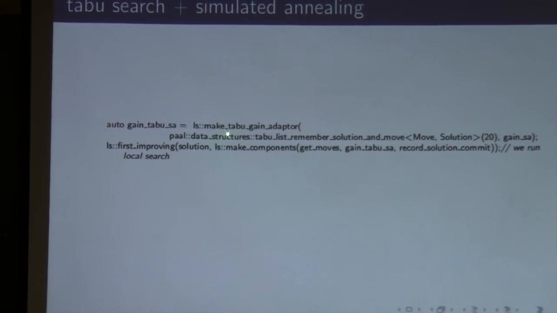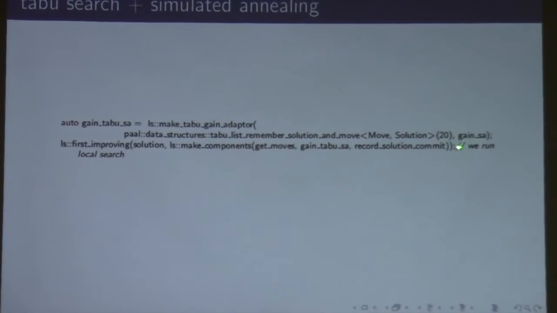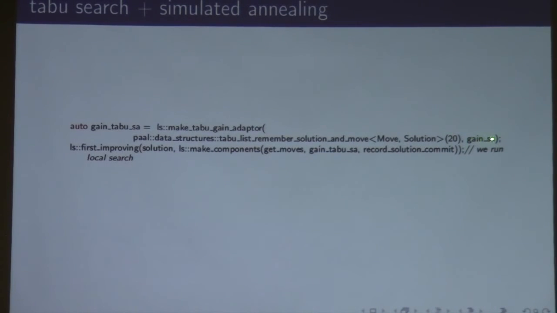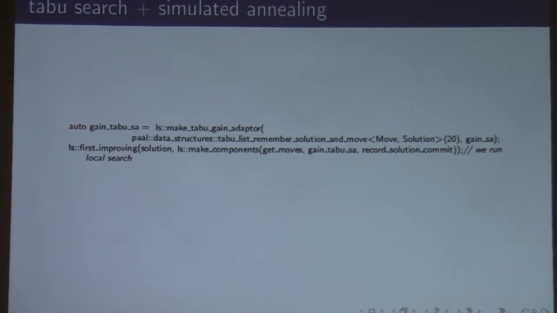And what happens if we want to combine these two strategies, combine tabu search and simulated annealing? That's nothing easier. We just compose these two functions. So now we create our tabu gain adapter and provide this simulated annealing gain, which was introduced before, and you just compose them. You run it, and it works. You can do it the other way around, and it actually means something different. And this is very flexible, and you can use it.